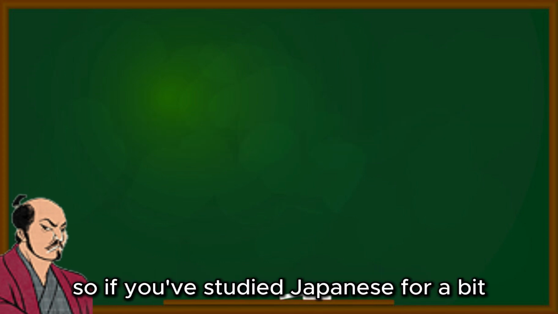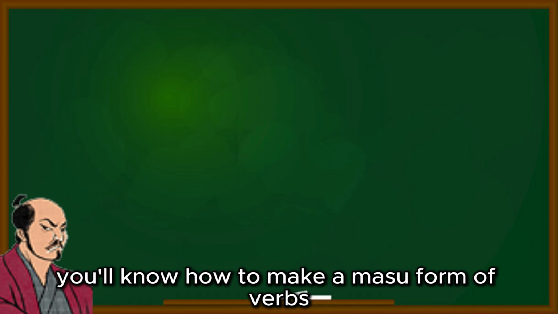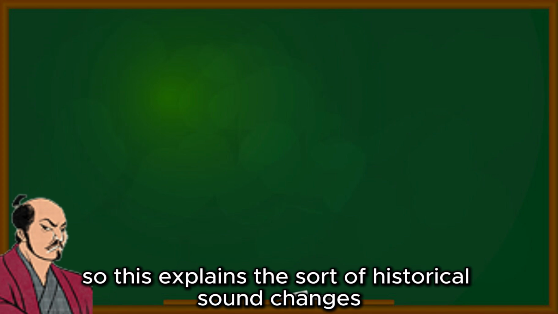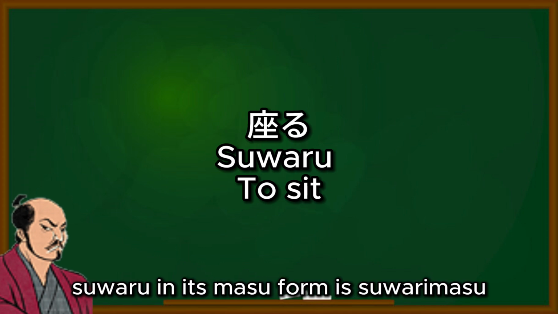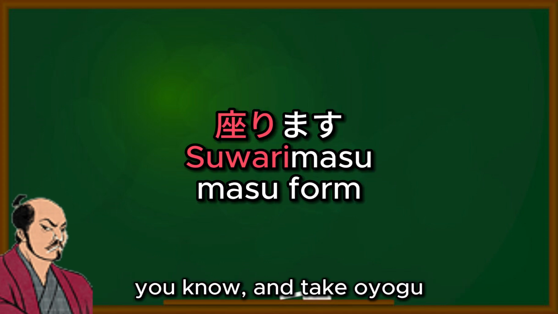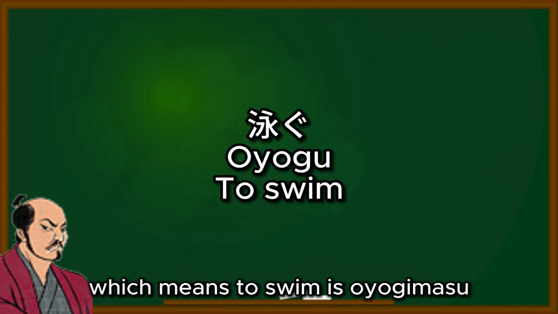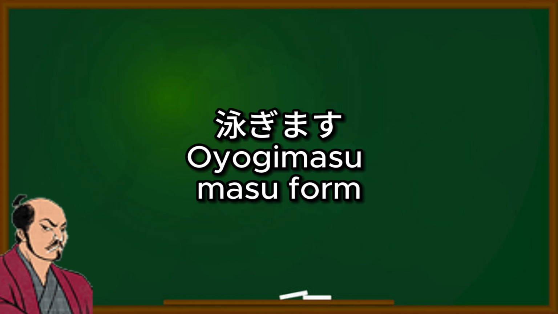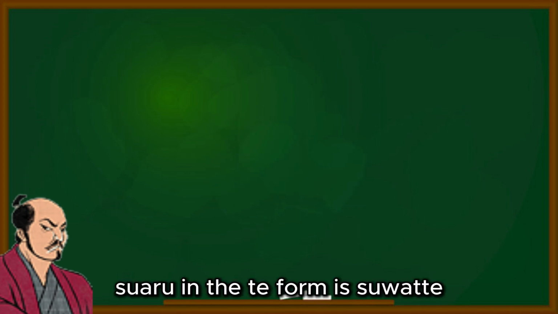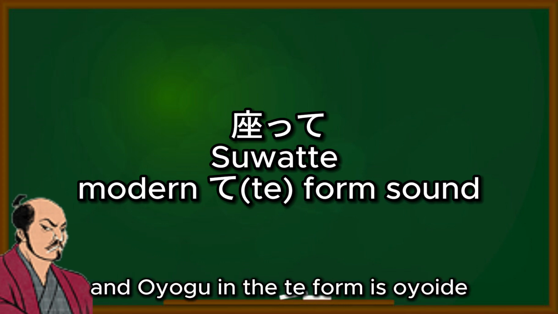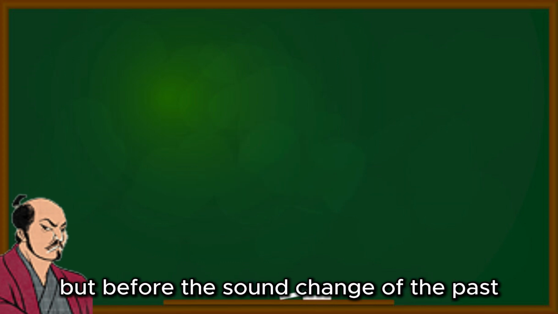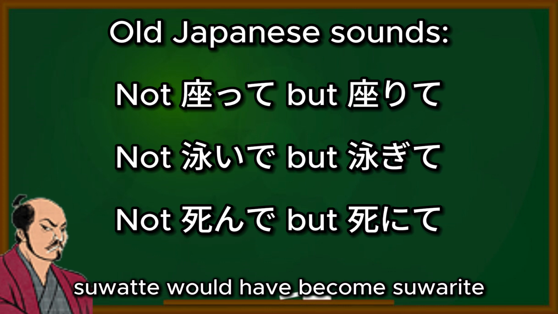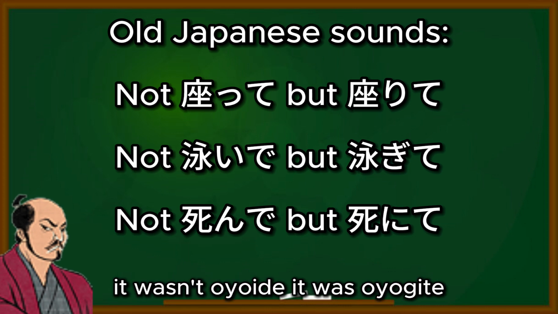So if you've studied Japanese for a bit, you'll know how to make the masu form with verbs. So this explains the sort of historical sound changes. Let's take suwaru, which means to sit. Suwaru in its masu form is suwarimasu, and oyogu, which means to swim, is oyogimasu. Nowadays, suwaru in the te form is suwatte, and oyogu in the te form is oyoide. But before the sound change, suwatte would have been suwarite. It wasn't oyoide, it was oyogite.